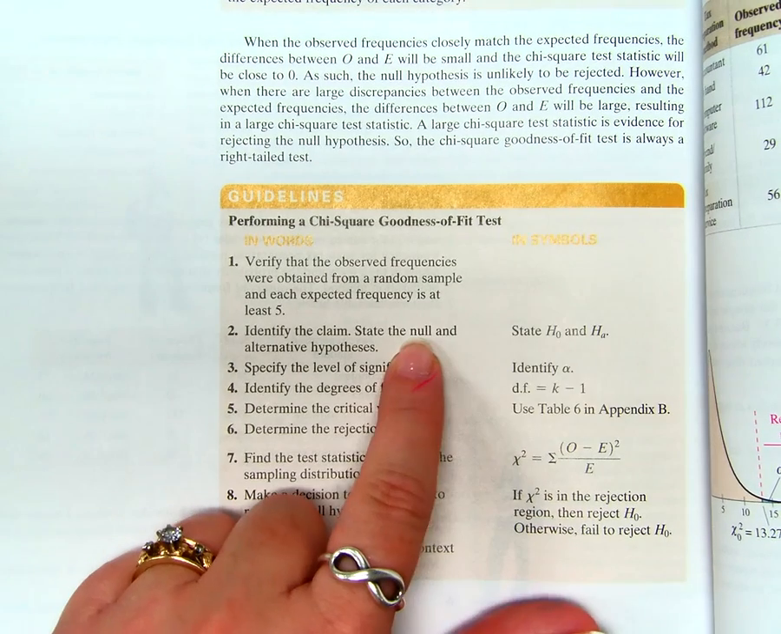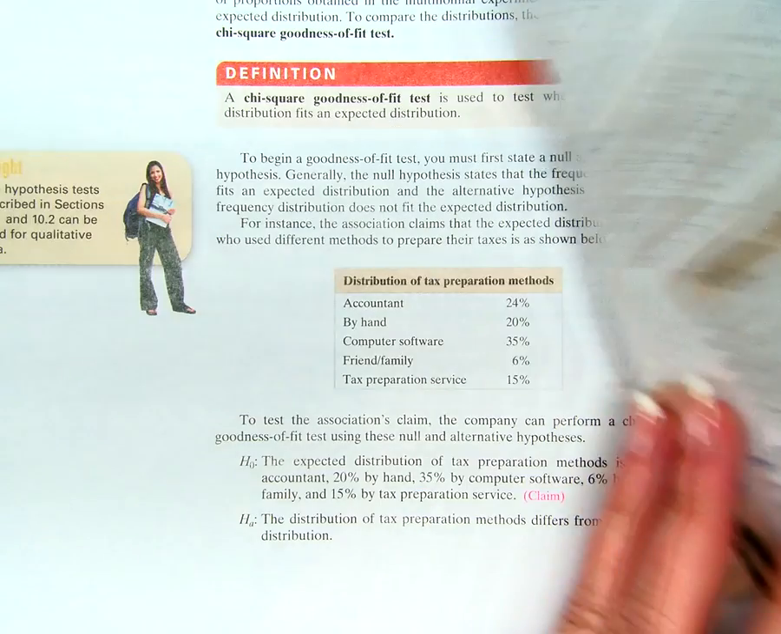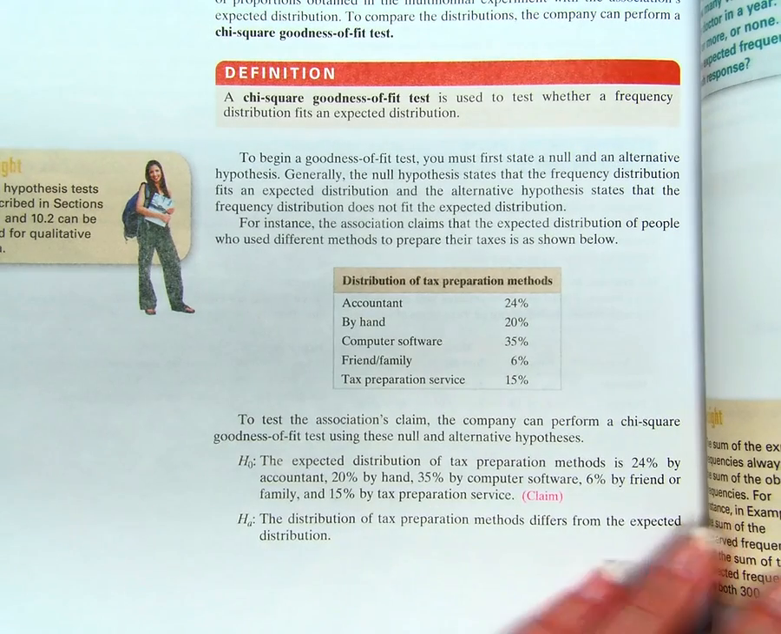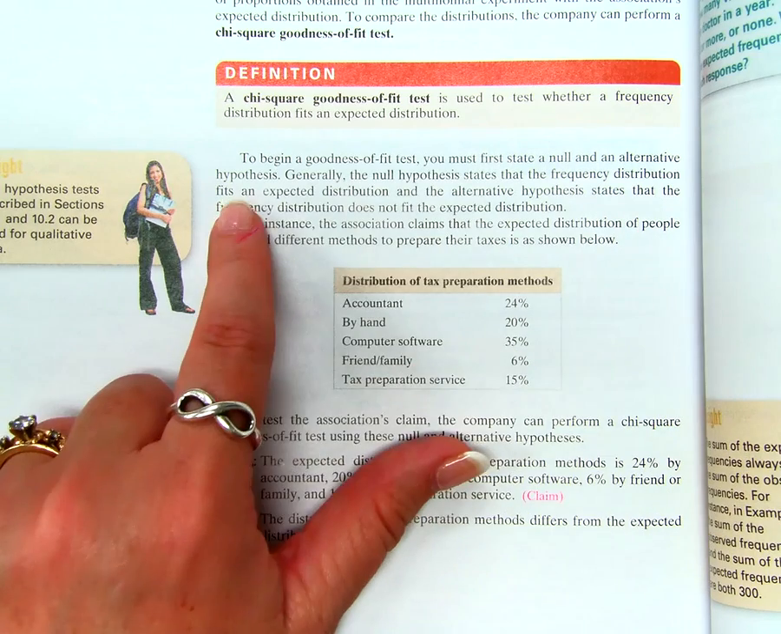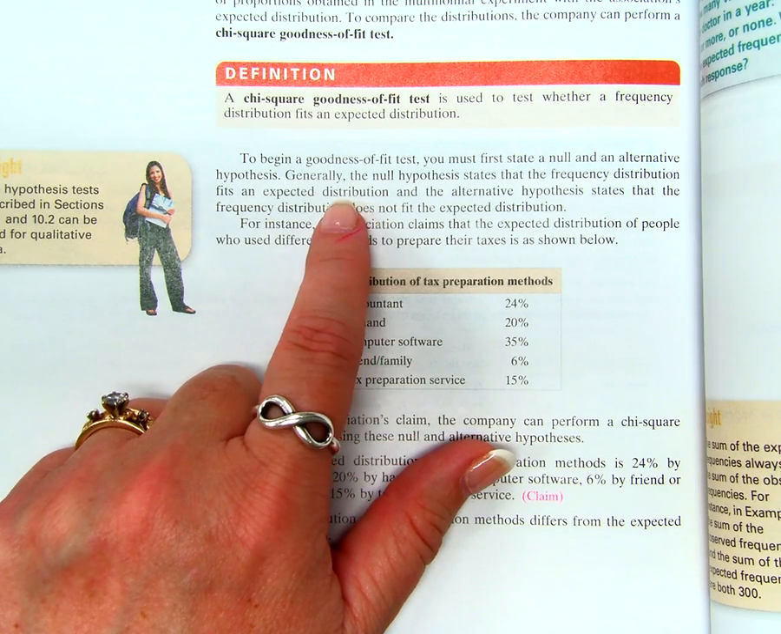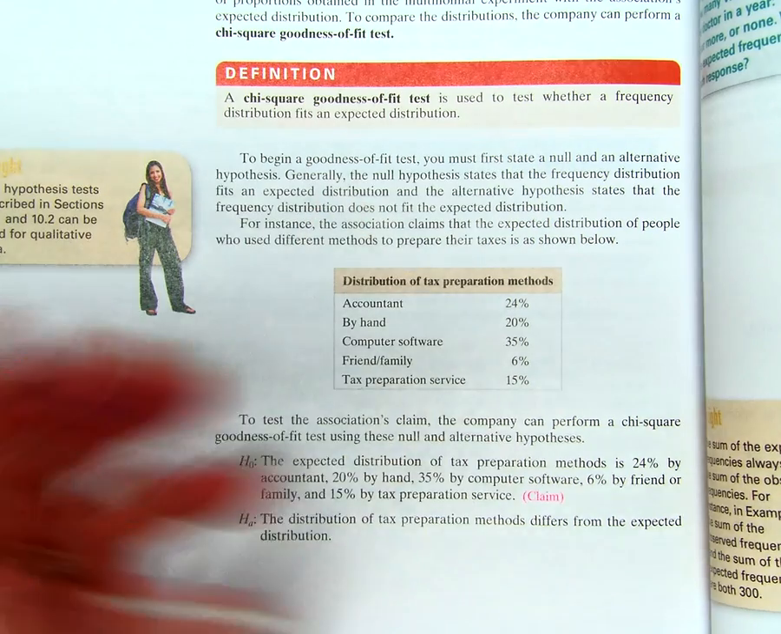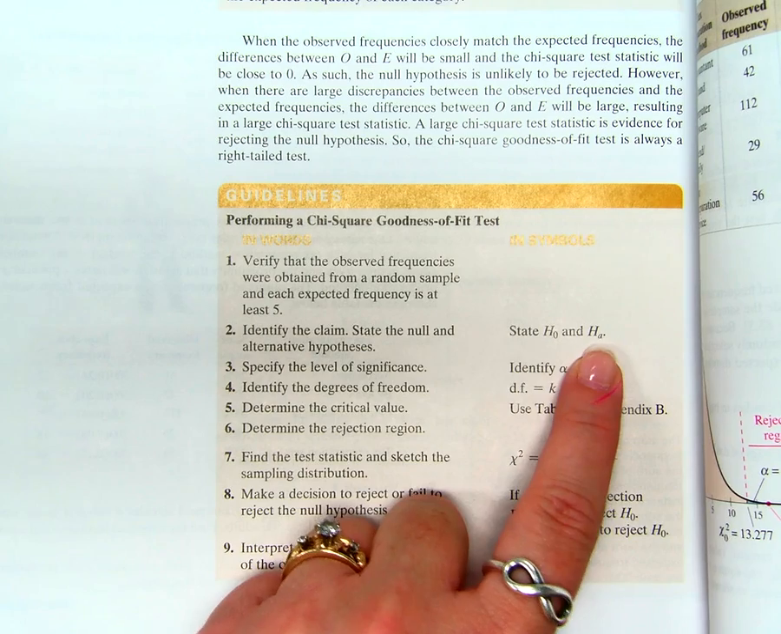But what's going to be true about the null generally? Do you remember? Generally, the null is going to be that the frequency distribution fits the expected distribution. Remember that? So that the frequency and the expected are equal. Which means that the alternative hypothesis is going to be what? That they're not, that they're different.